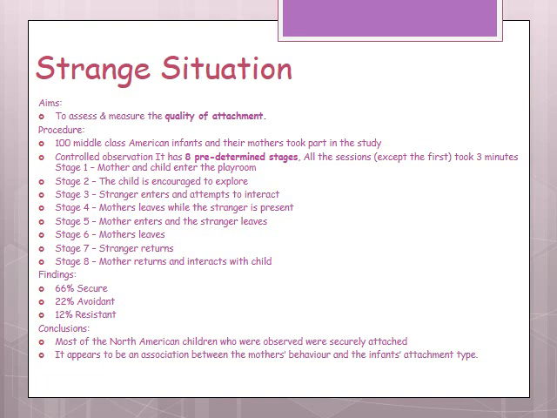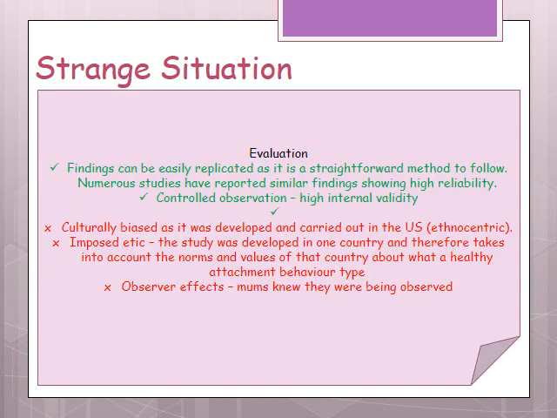General findings: that most infants were securely attached. The least common type of attachment was insecure resistant, and 22% were insecure avoidant. So there seemed to be an association between the mother's behaviour and the infant's attachment types, and most North American children were described as securely attached.